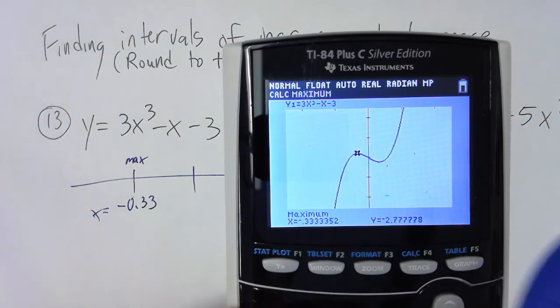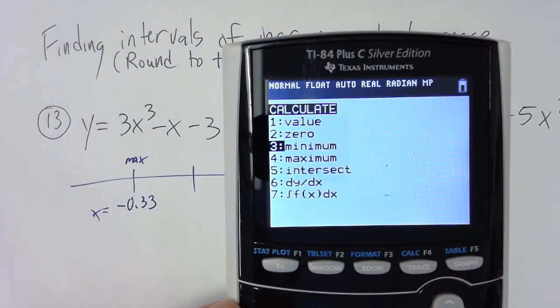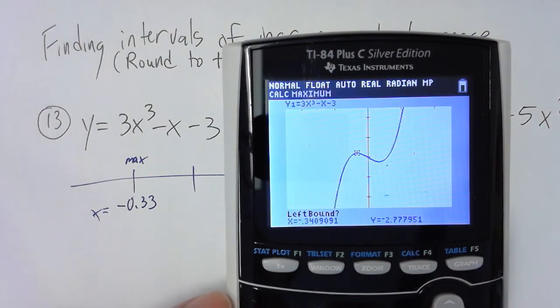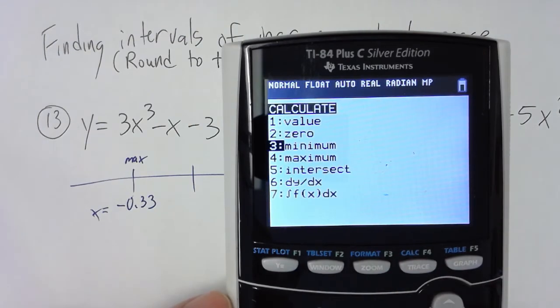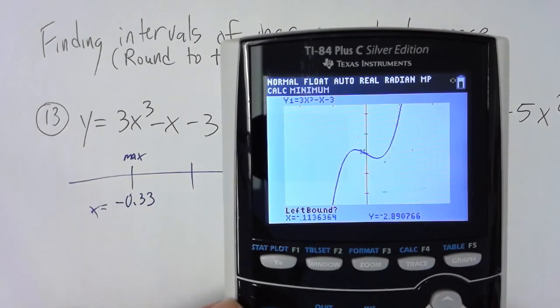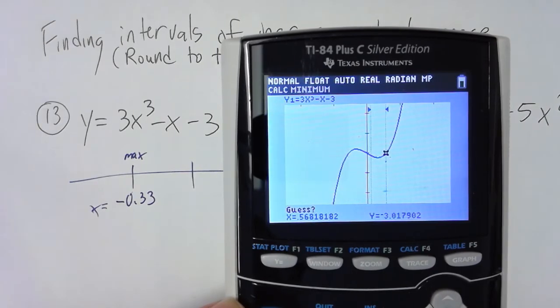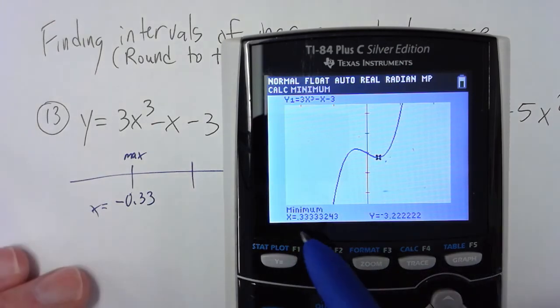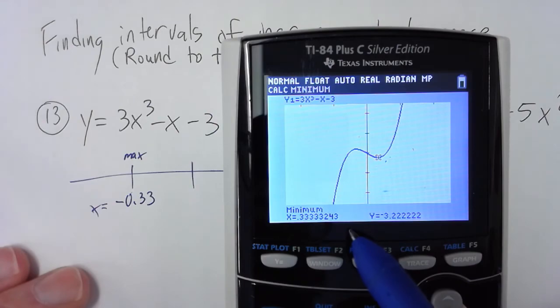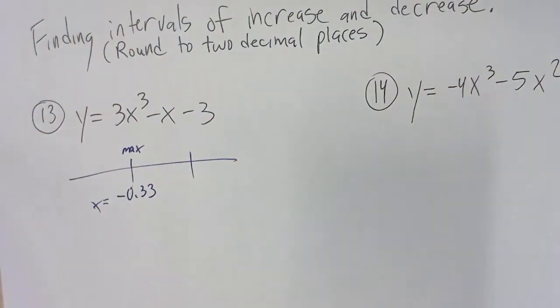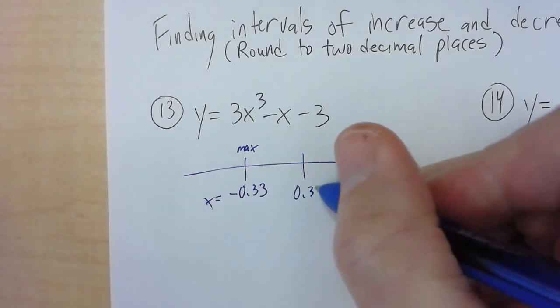So we go to second, calculate, and min. I want min. Second, calculate, min. So I go over here, boom, and boom. And then I go back, boom. Okay, so this looks like positive 1/3. So I'll put in 0.33, and this is a min.